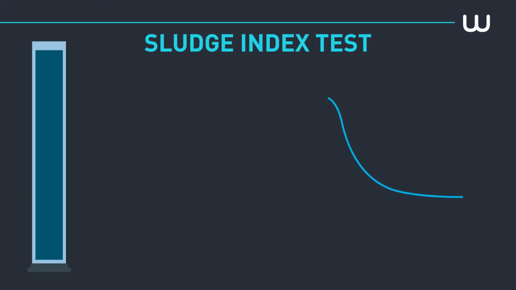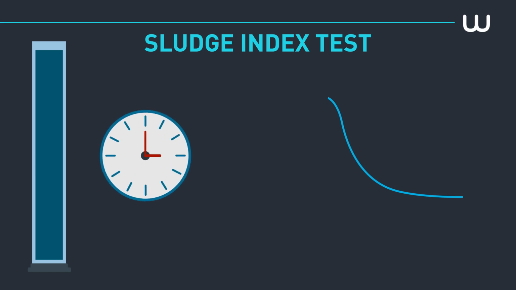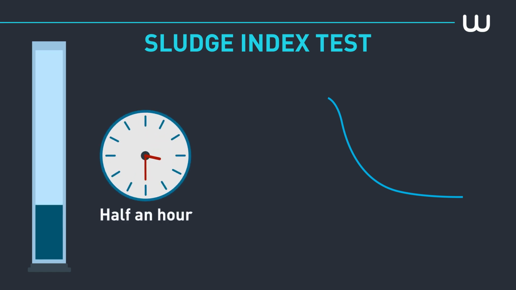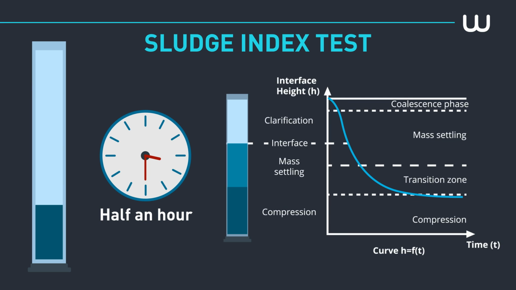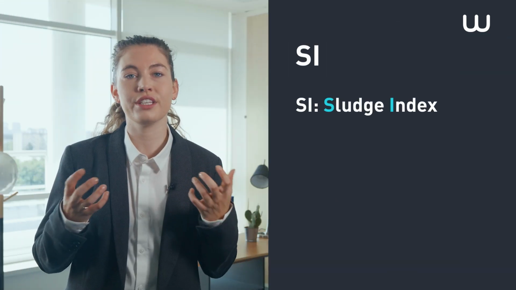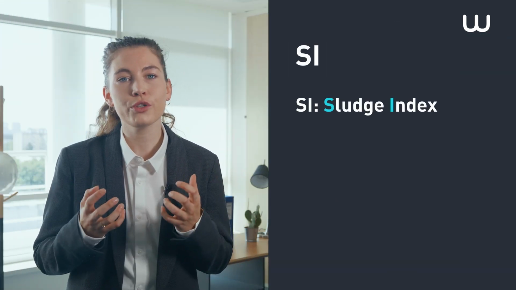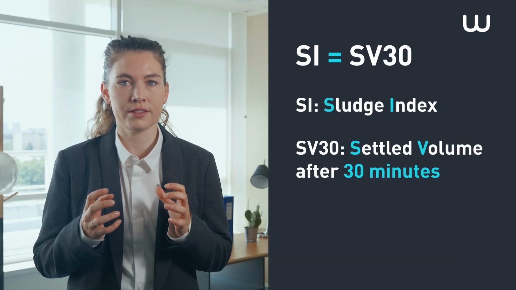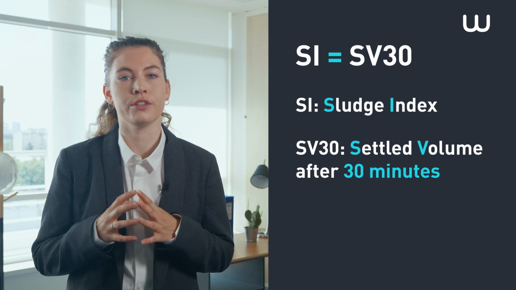This test is performed in 1 liter glass measuring beakers. A representative sludge sample is taken from the sludge tanks, poured into the measuring beaker and left to rest for half an hour in the shade and at a temperature similar to that of the tank. An interface between the treated water and the settled sludge progressively forms. The volume settled after 30 minutes, SV30, is noted.